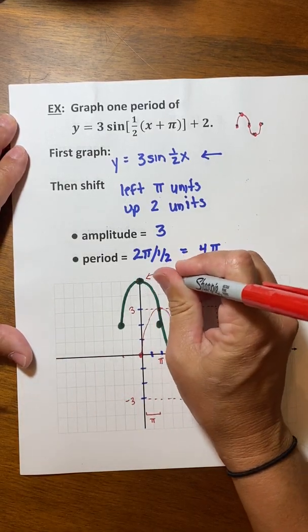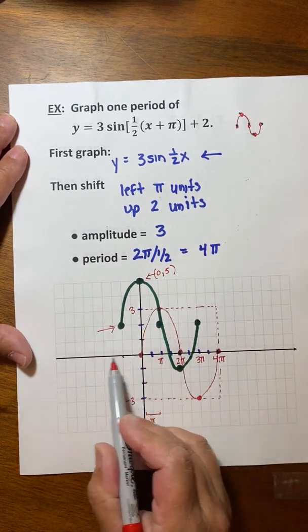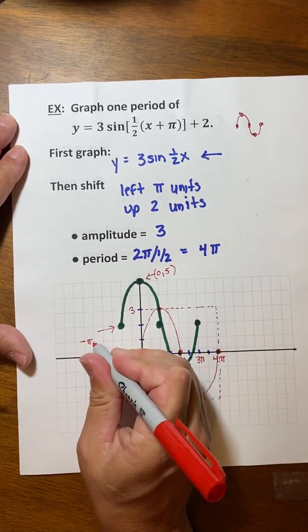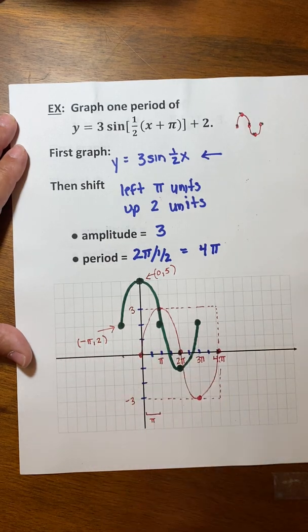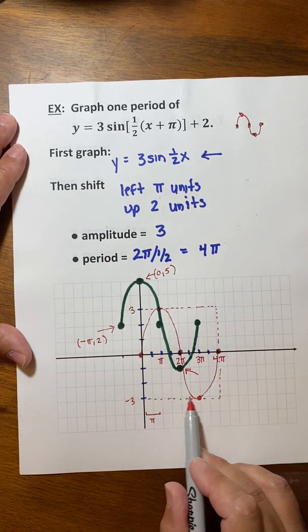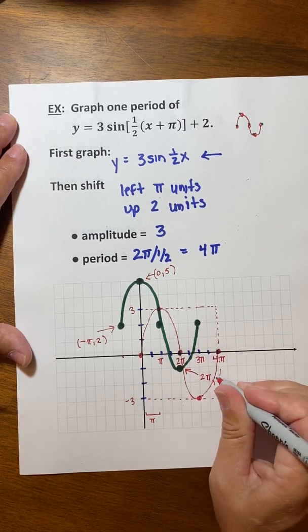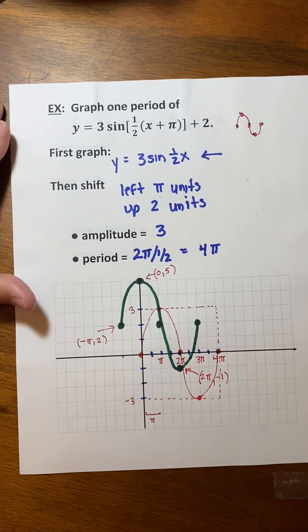All right, so let's identify a few of these points. That's now the point (0, 5). This is the point, let me see, we started at 0, we moved over pi, so negative pi, and we went up 2. All right, so forth and so on. Let's just identify that point. It was at 3 pi, we moved over pi, so to 2 pi, and then we moved it up 2 to negative 1. There we go.